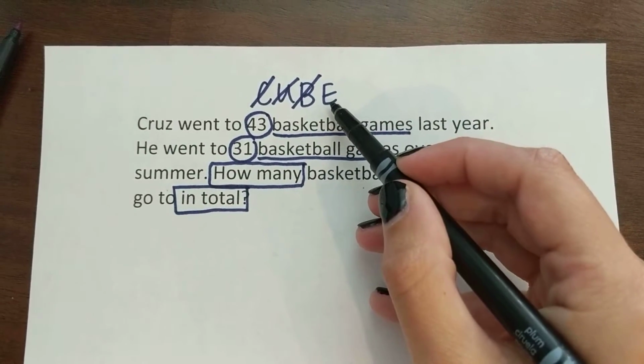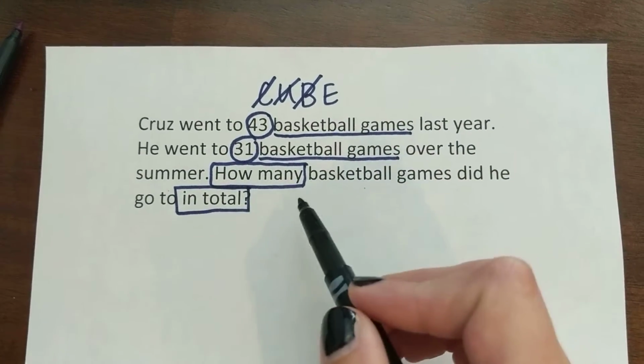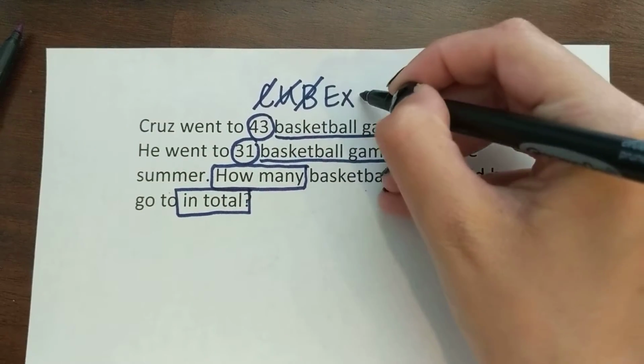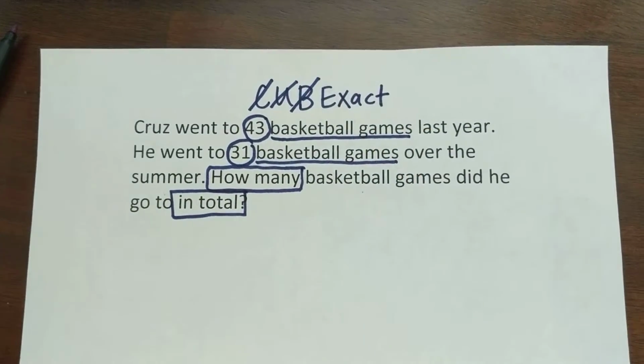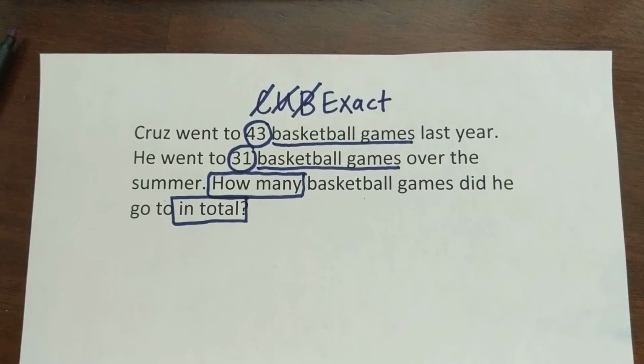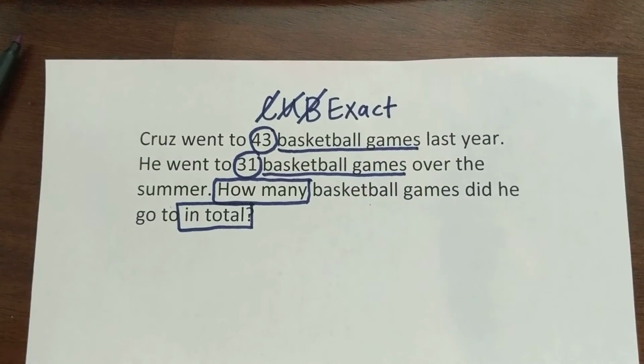So looking for keywords for estimation, I don't see anything that would say like about or estimating. So we would know that this is an exact answer, which I have the students actually write exact. This again serves as a visual reminder that we're finding an exact answer and we're not going to be rounding. We have just CUBEd that problem.